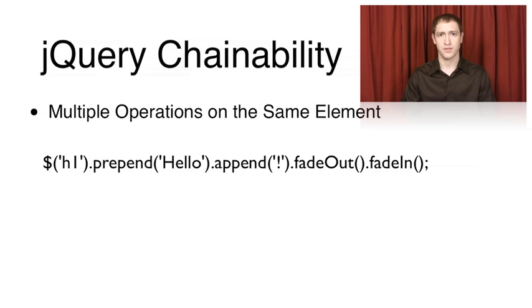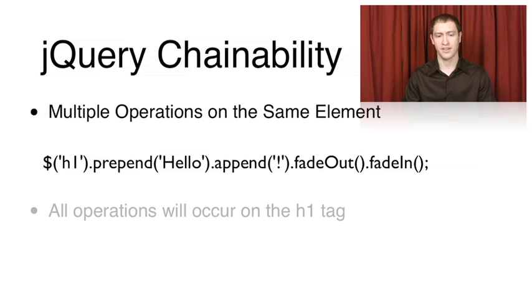Each one of these actions will take place in sequence, so that first the prepend will happen, then the append, then the fade out, then the fade in. And you can chain together these commands endlessly, all of these effects actually taking place on the original element that was selected. Chainability was a great innovation introduced in the jQuery library.